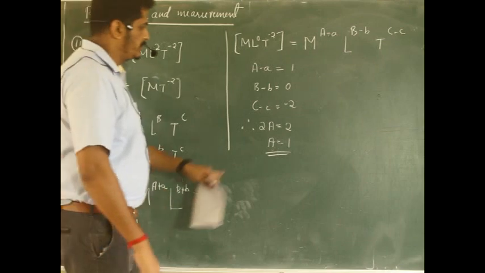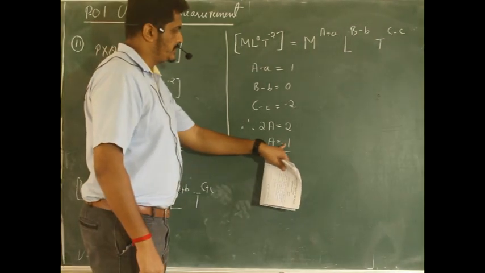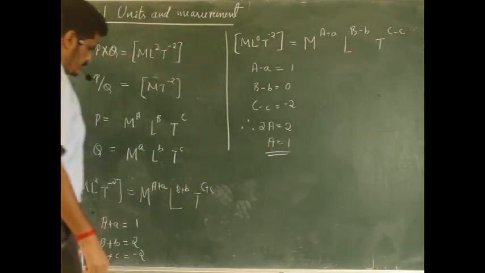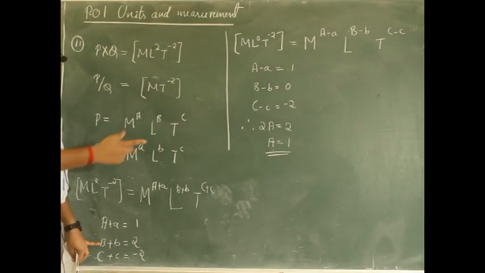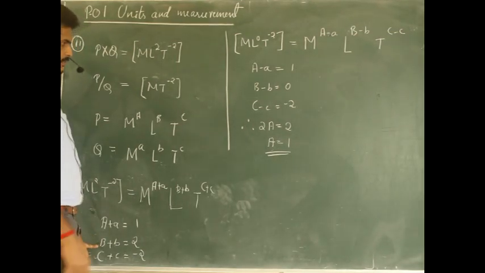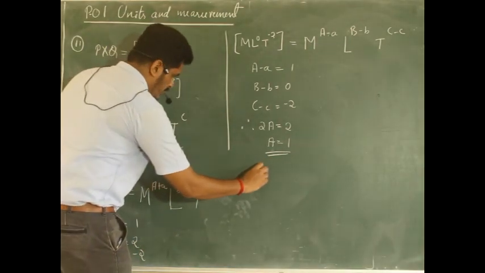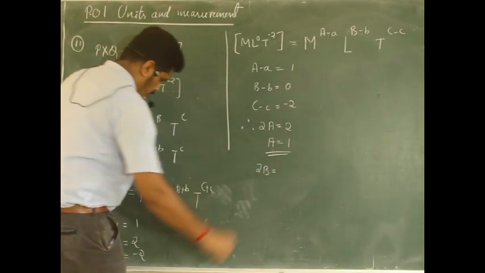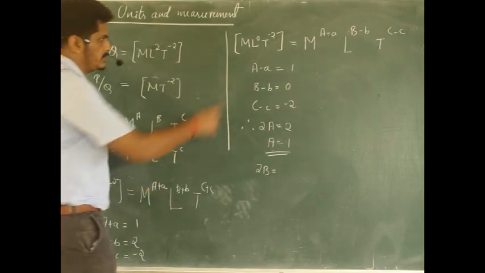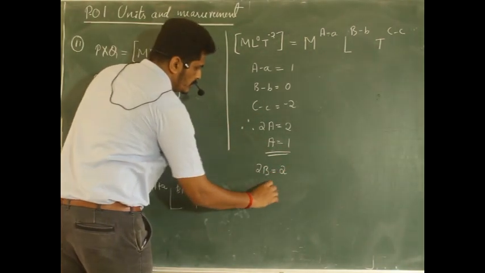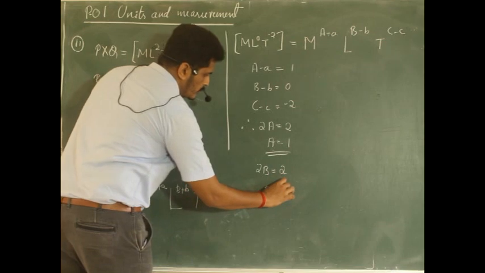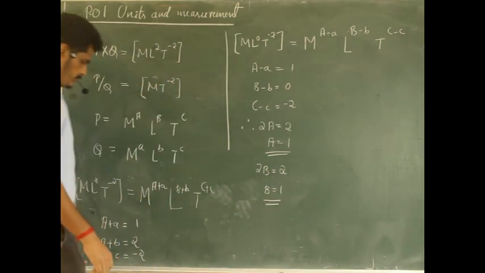So here we got a is equal to 1. Similarly, I will just continue with this. Let us equate this particular equation, b plus b as well as b minus b. So here what I get is 2b is equal to, next this side, so b is also equal to 1.